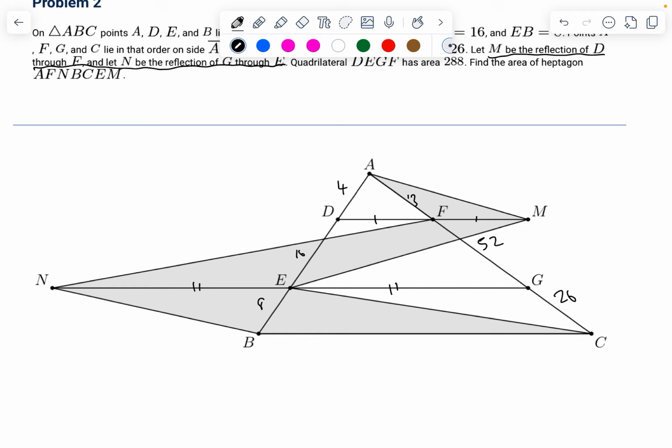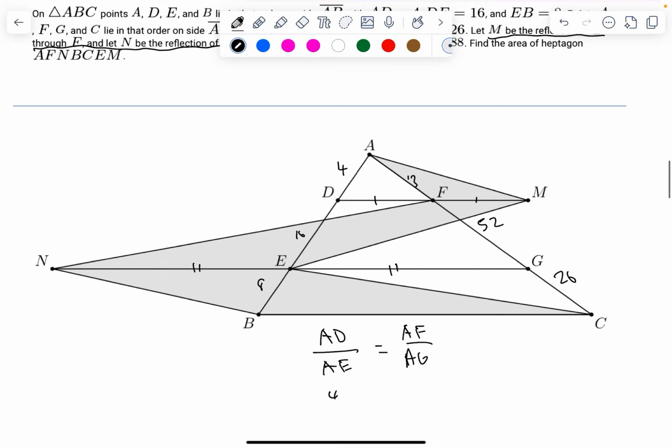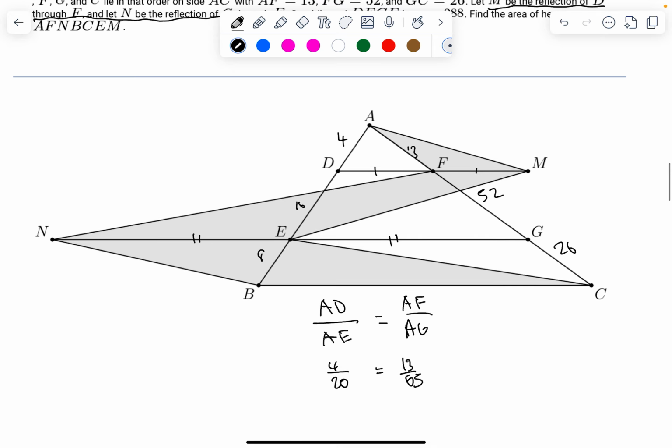We know that ADF and AEG are similar. How do I know this? Well, the side lengths of ADF and AEG are in the ratio, here I'll show you, AD over AE equals AF over AG. This is 4 over 20 equals 13 over 65. So, triangle ADF is similar to triangle AEG in the ratio 1 to 5.